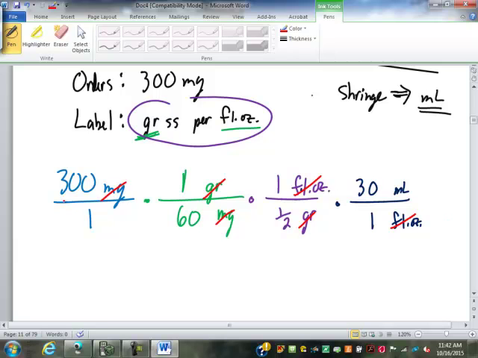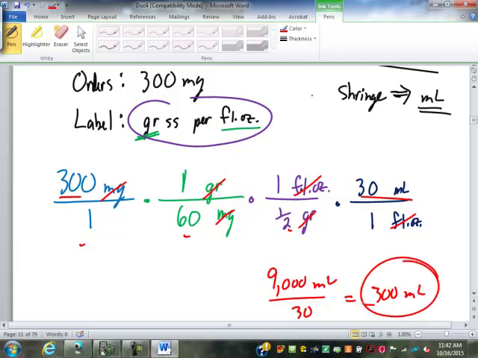So now we have 300 times 1 times 1 times 30 is what, 9,000 milliliters? 1 times 60 times 1/2 is 30, which gets us down to 300 milliliters to administer.